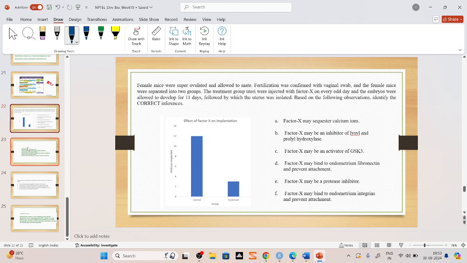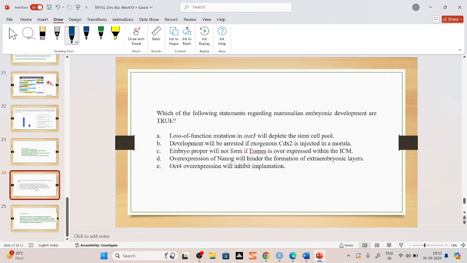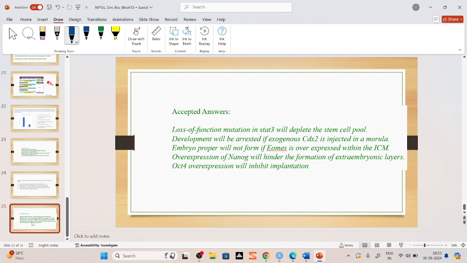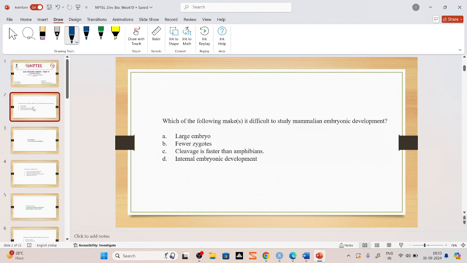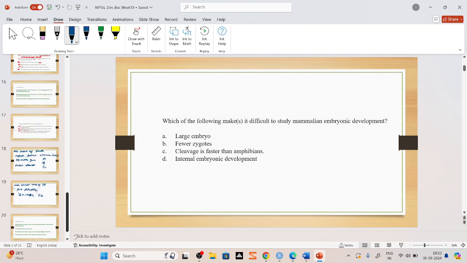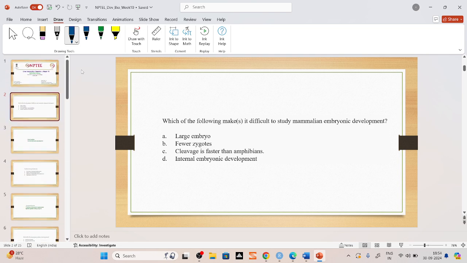Okay, this is not a plant question. This is also not a plant question. So I think we are done with the plant questions. Okay, so now after completing the questions related to plant developmental biology, we'll move to mammalian embryonic development.